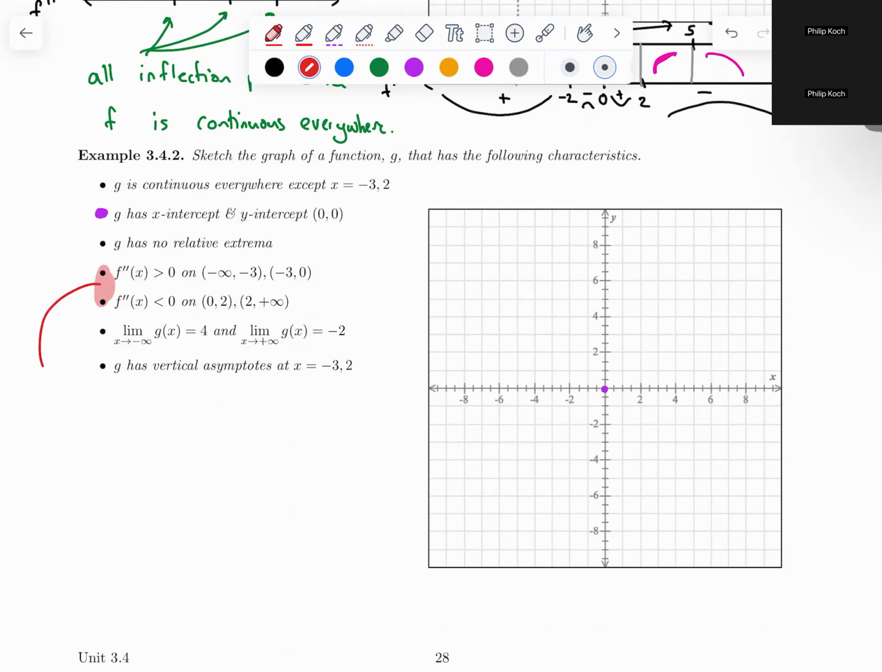So taking this bit of information here, we have a sign chart that we can set up. There are three different values: -3, 0, and 2. Those seem to be the three places that are causing problems.